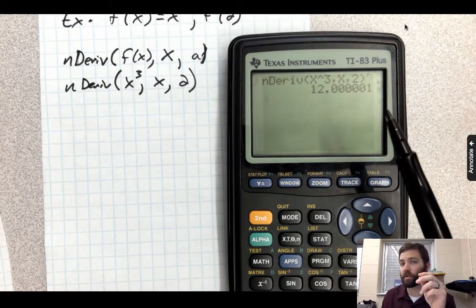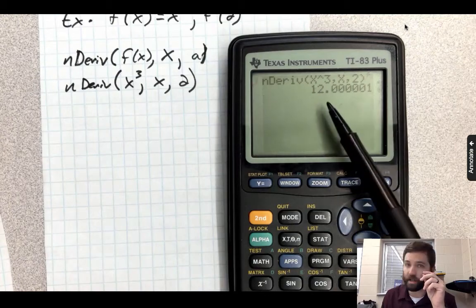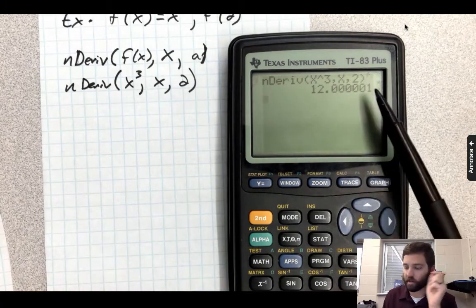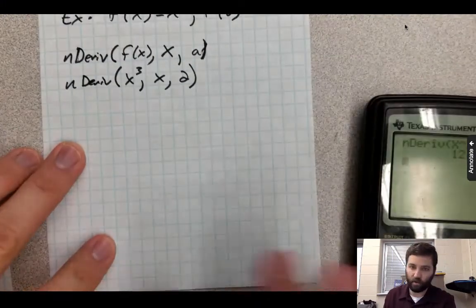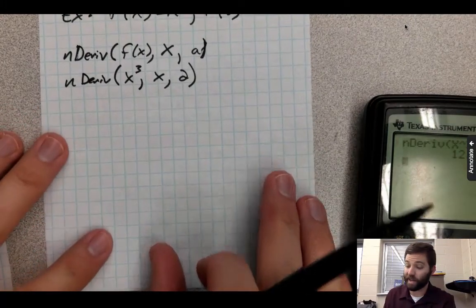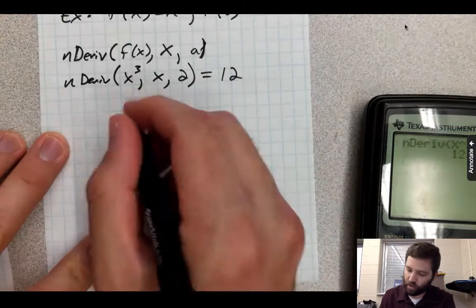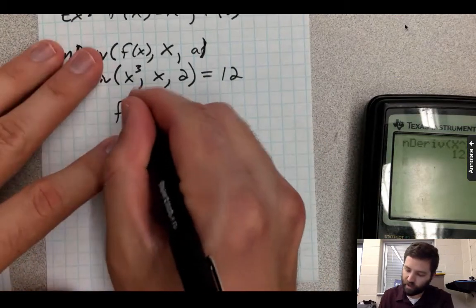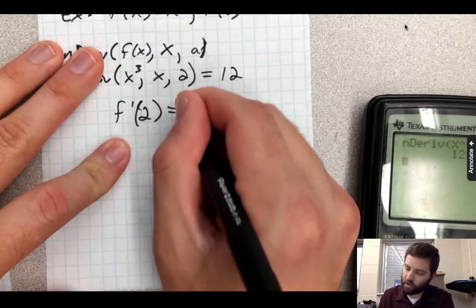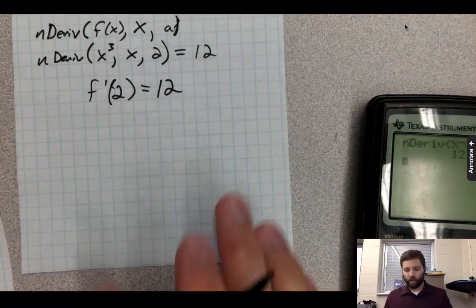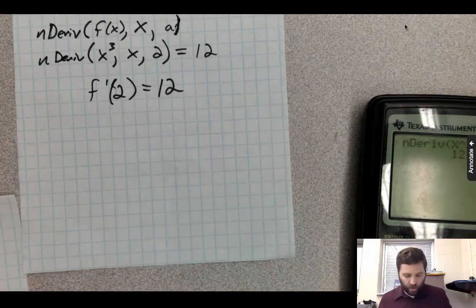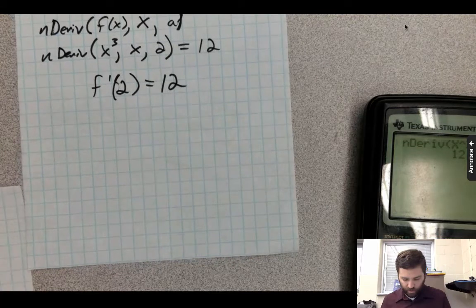The true derivative here, if we were to do this analytically, we would get 12. Okay, but there's a little bit of a rounding error. That's not going to happen in Desmos, I don't think, and it may not even happen in the newer calculators, I'm not sure. But anyway, you get 12 here, so we can write this for our final answer. f prime of 2 is equal to 12.